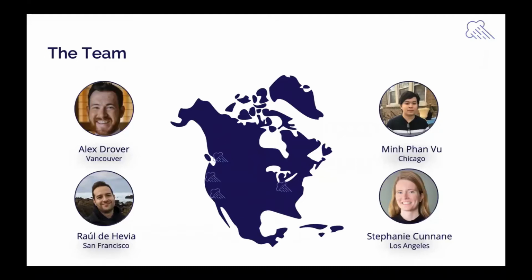So for the past several months, we've been hard at work on a project called Monsoon. We built this project as a fully remote team, 4 software engineers spread out across 4 different cities. My teammate Alex is located in Vancouver. Raul is in the San Francisco Bay Area. Minh is in Chicago. And I'm Stephanie, located in Los Angeles.